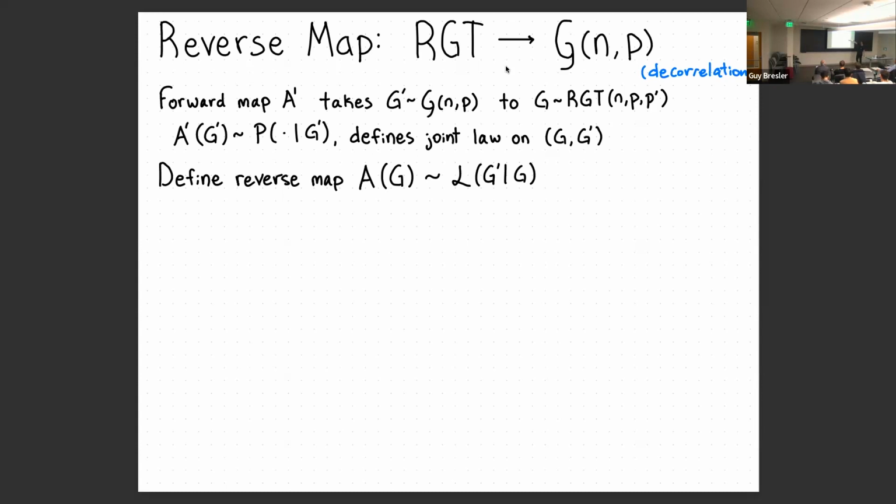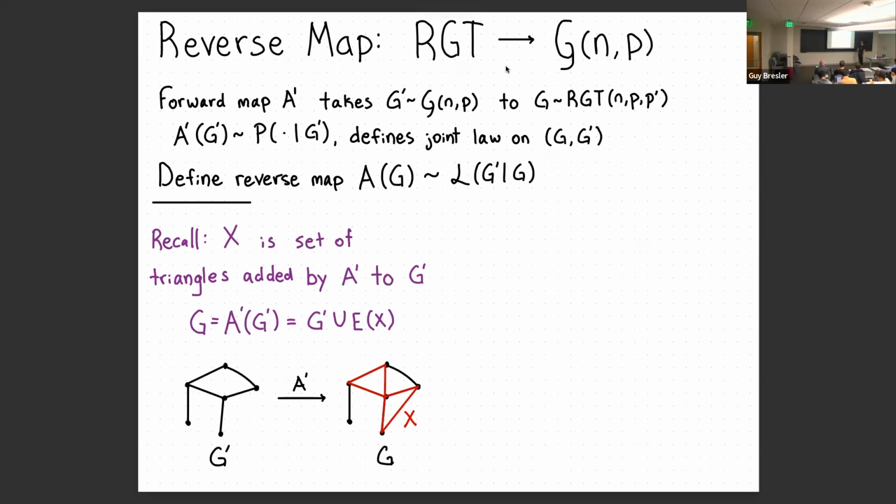So another way to think of it, if that was too much jargon: the forward mapping defines a joint probability distribution on your input graph and output graph. So for a given input G prime that's Erdos-Renyi, you produce some G that's RGT. And so we're just going to consider the reverse map as computing the posterior distribution over graphs that could have been the ones that were mapped to the one that we have, to the RGT. Very natural, right? So now we need to just describe this.